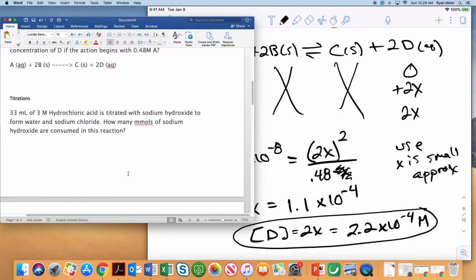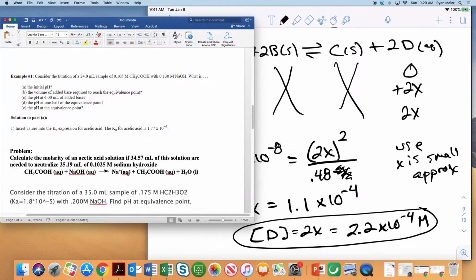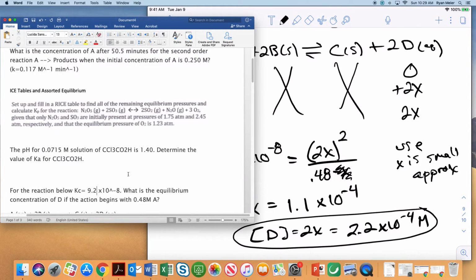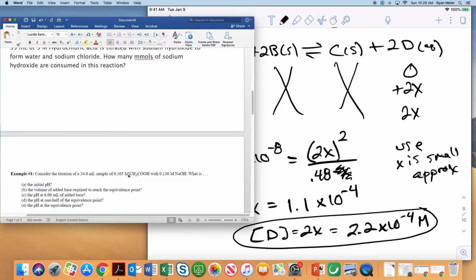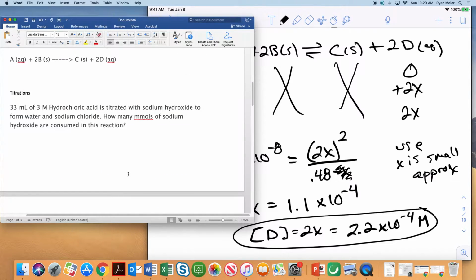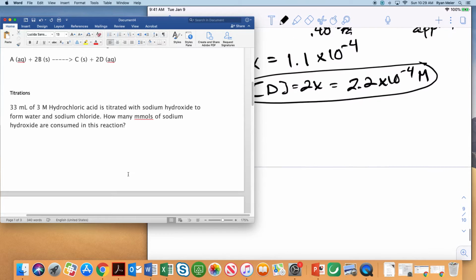I had a handful of people ask about these as well. So you'll see I have 3, maybe even 4 problems on titrations here that we'll take a look at. Some of these will be short, some of them will be a little bit longer, because there are a lot of different variations of things we can see with titrations.